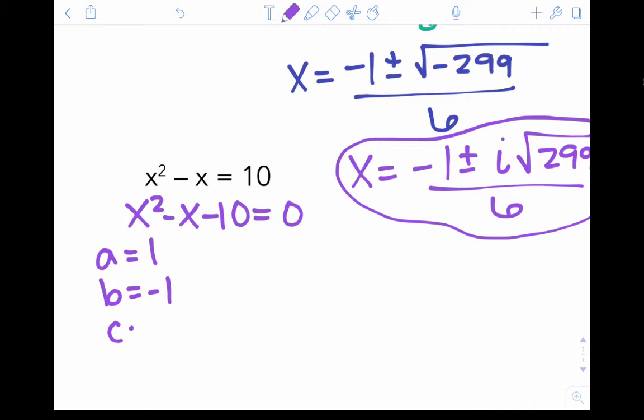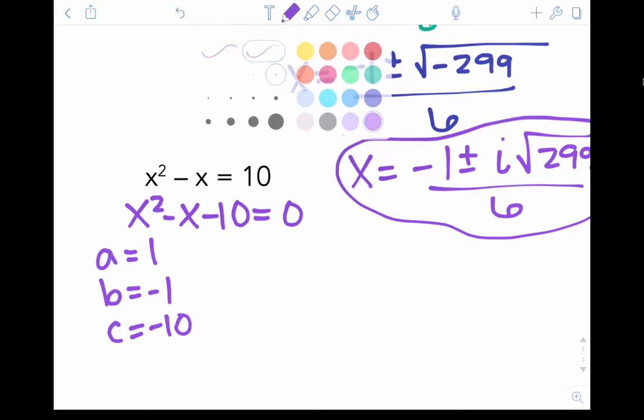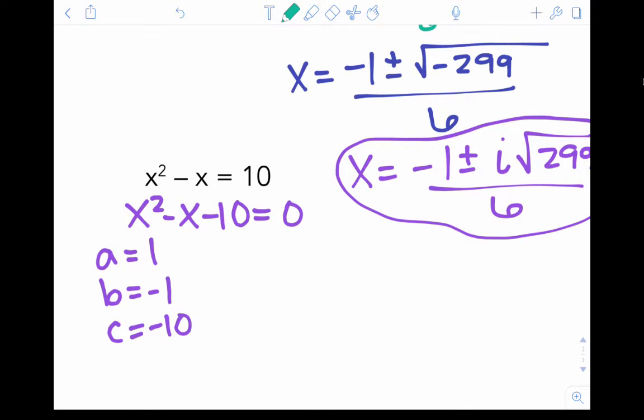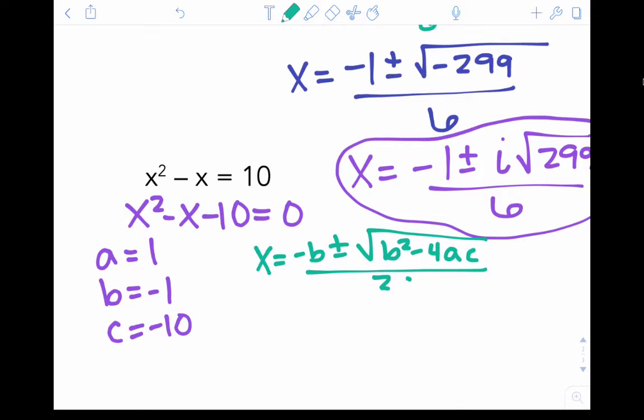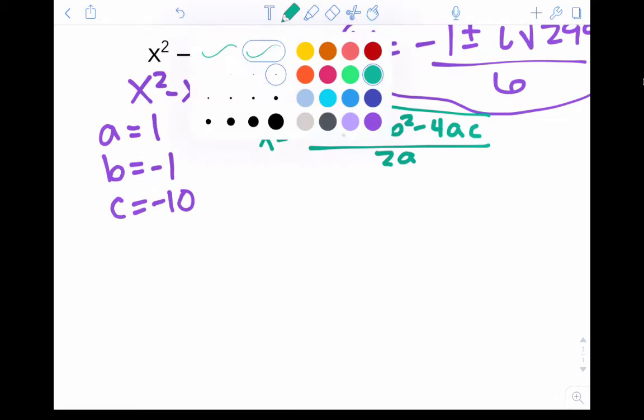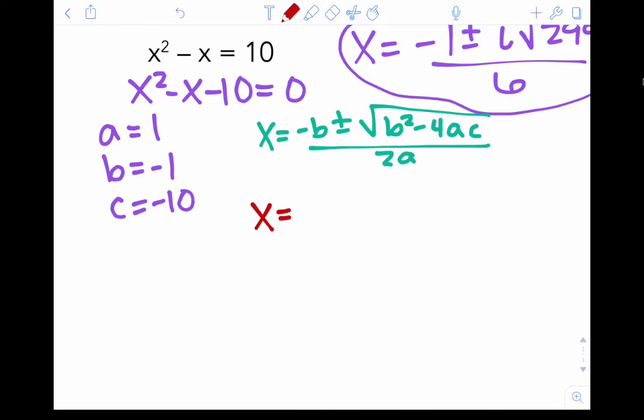And I need to write out my quadratic formula. So I have x equals negative b plus or minus the square root of b squared minus 4ac all over 2a. And now I'm going to plug my numbers in. So x equals negative 1 plus or minus the square root of negative 1 squared minus 4 times 1 times negative 10 all over 2 times 1.